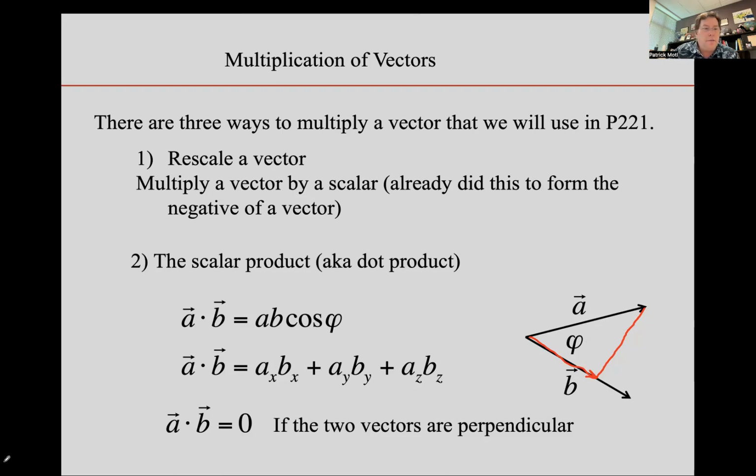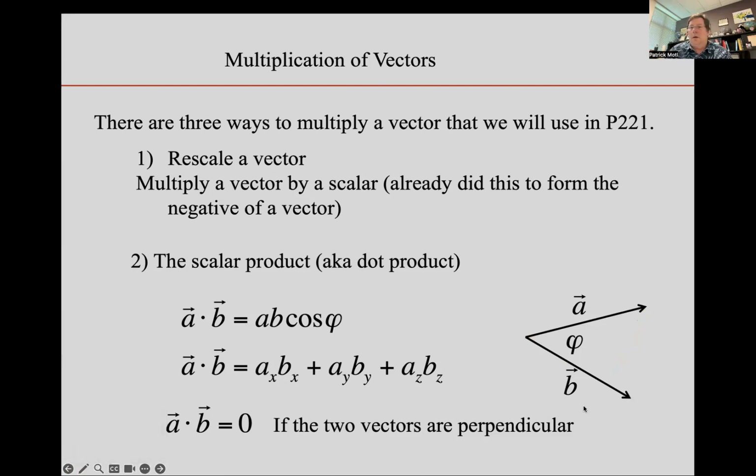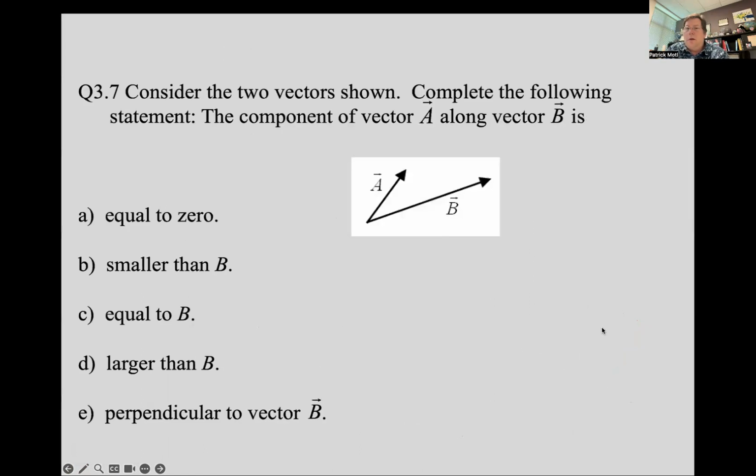Okay. How much of A points along B? And I will get the very, very same answer if instead we go the other way. So instead, let's drop a perpendicular from B to the vector A. So, oops.